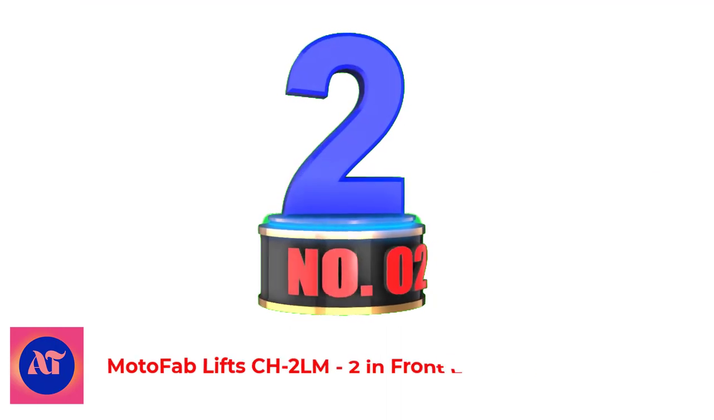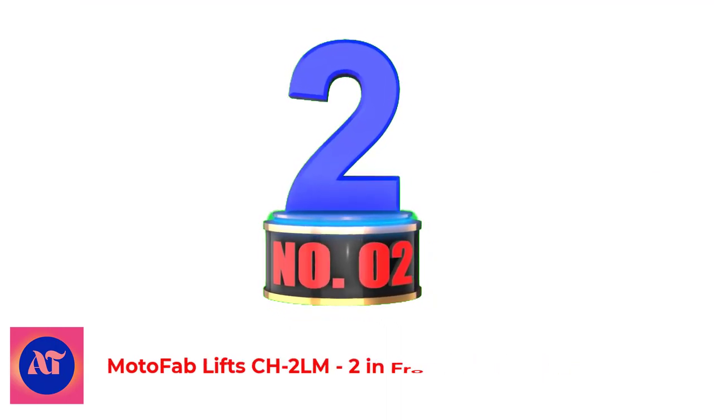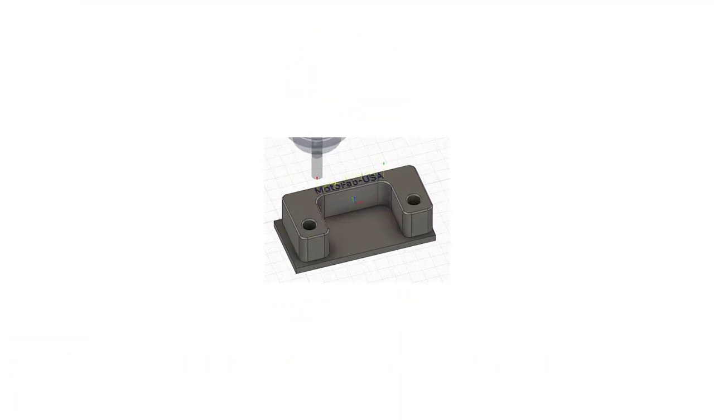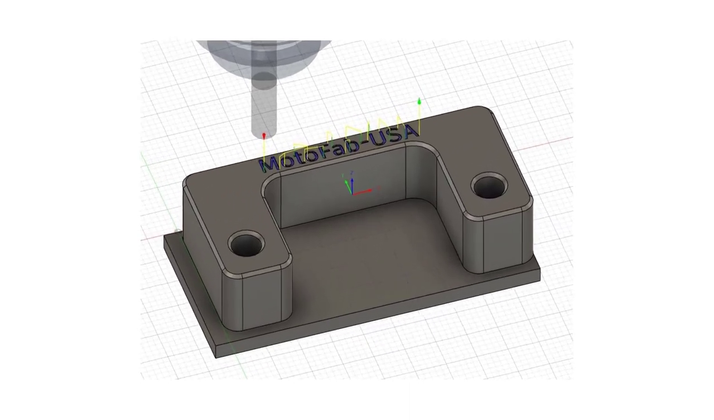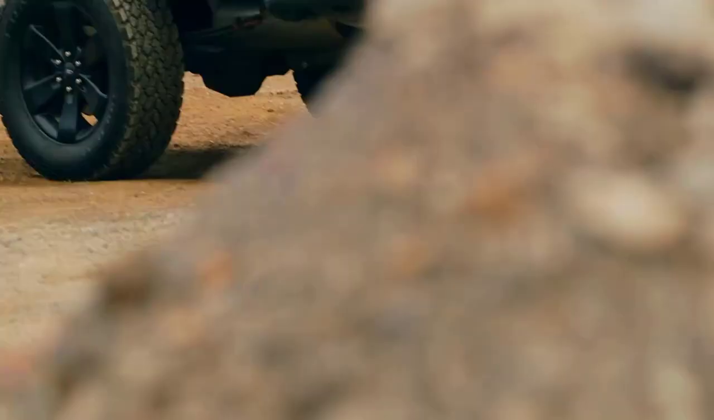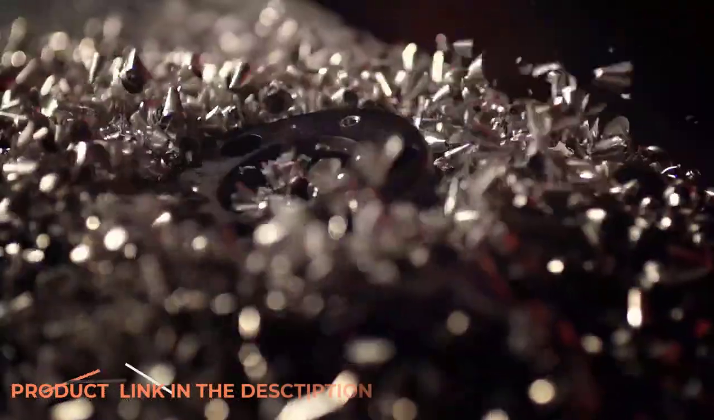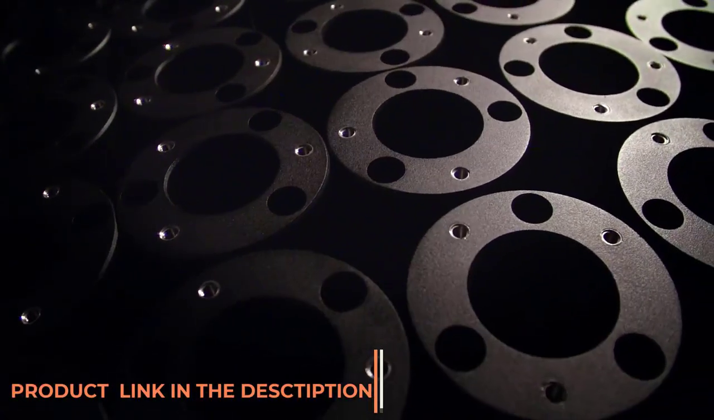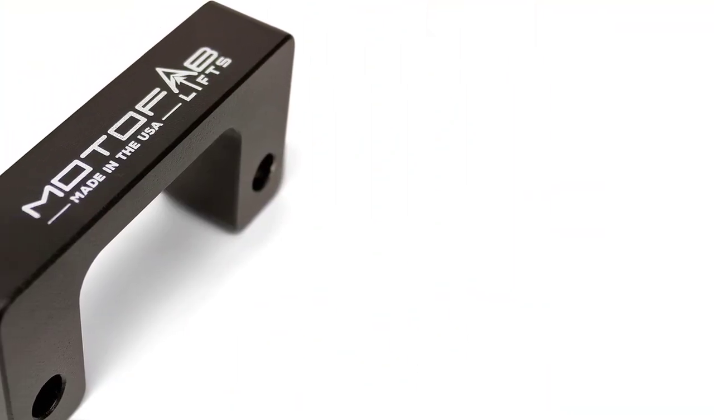Number 2. MotoFab Lifts CH2LM2 2 in Front Leveling Lift Kit. You will love this leveling kit if you want to lift up your car by more than 1.5 or 2 inches. It is seriously impressive and raises the vehicle by 2.5 inches. Ideal for all models of Dodge Ram 1500, it is constructed for tough roads and heavy trucks.